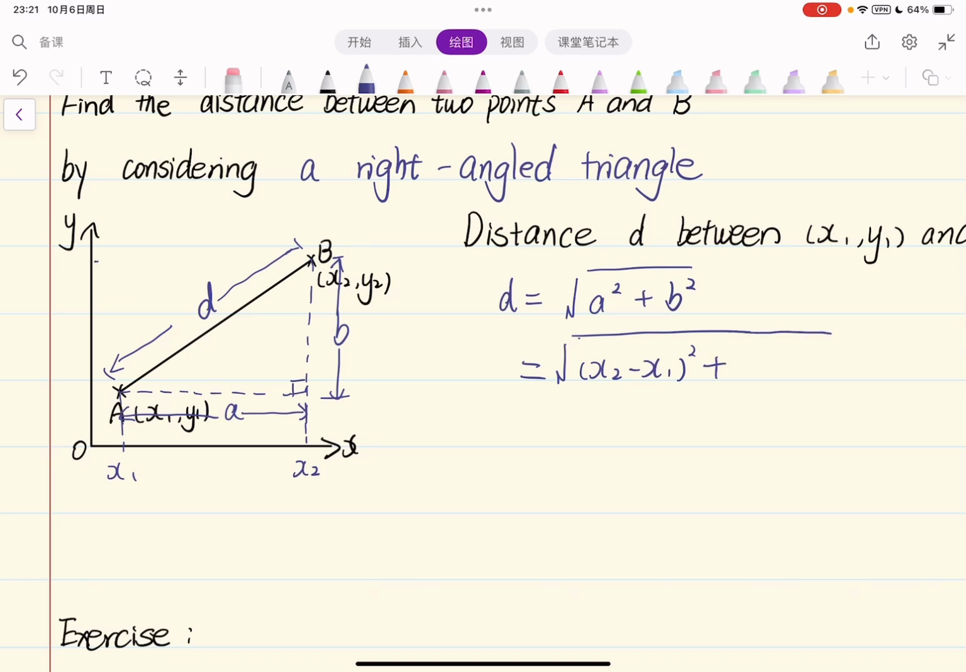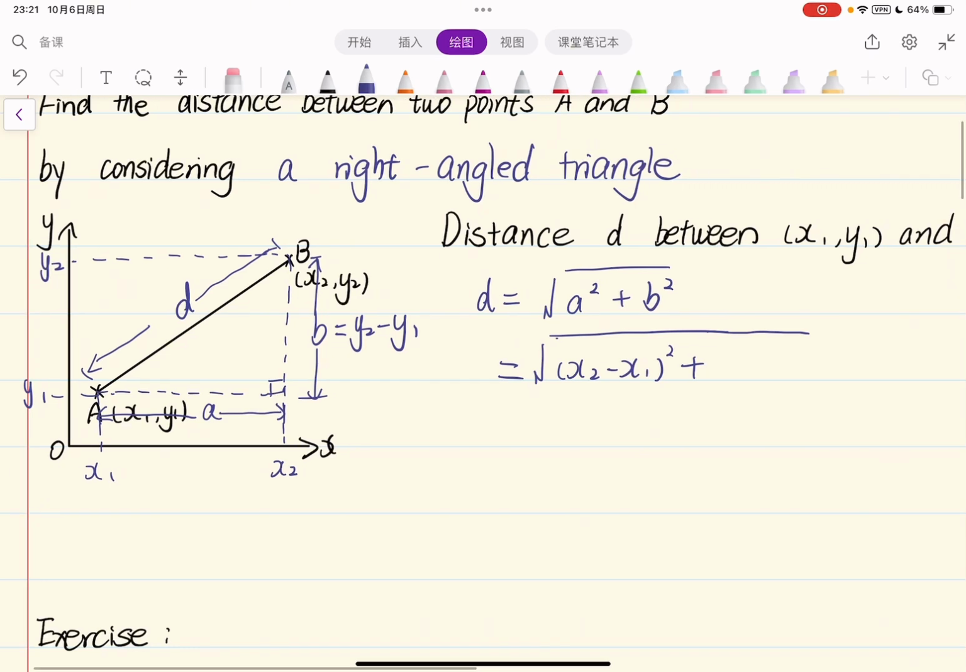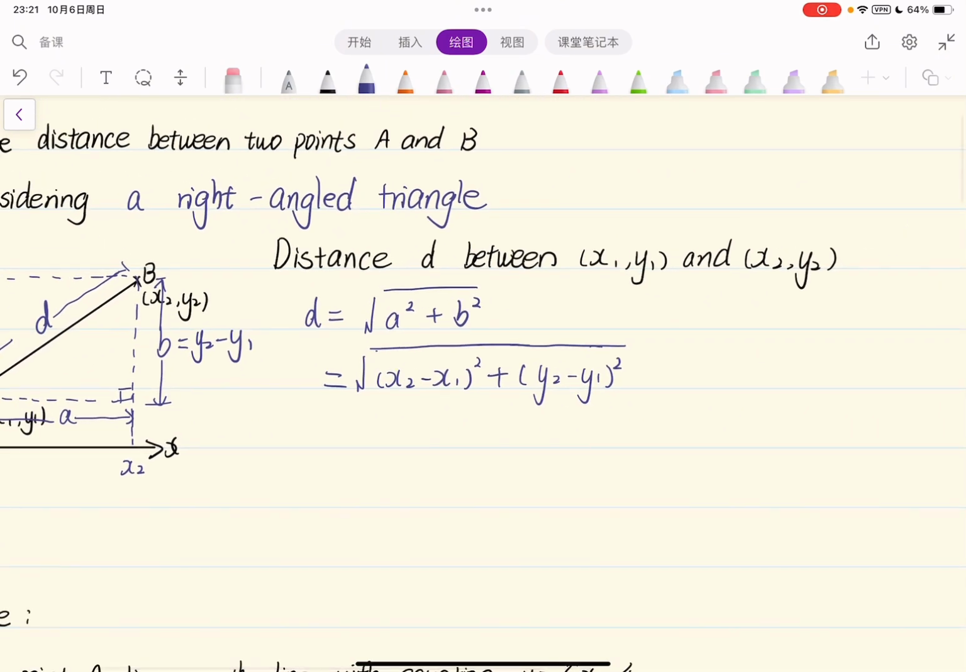so what is expression of B? We have the y2 and here is y1. So B equals to y2 minus y1. Then we write plus y2 minus y1 square of that. So the distance D between x1, y1 and x2, y2, that is D equals to square root of x2 minus x1 square of that plus y2 minus y1 square of that.